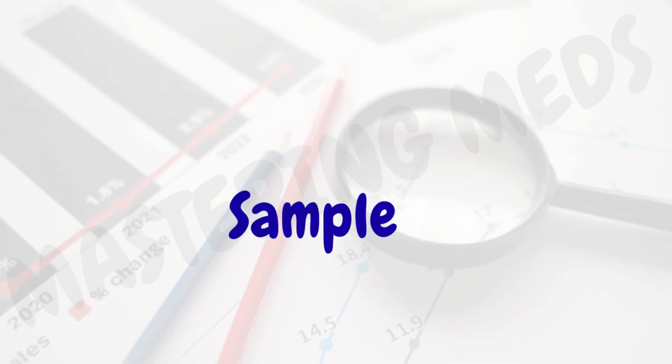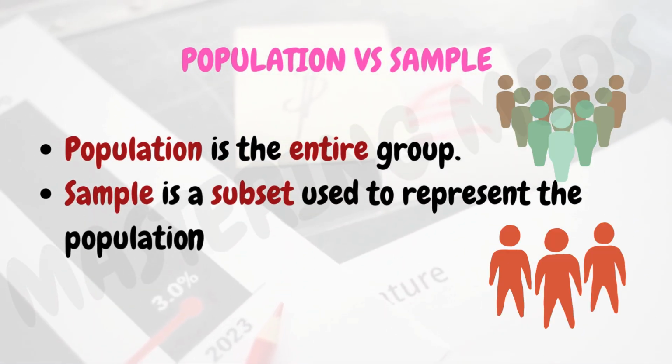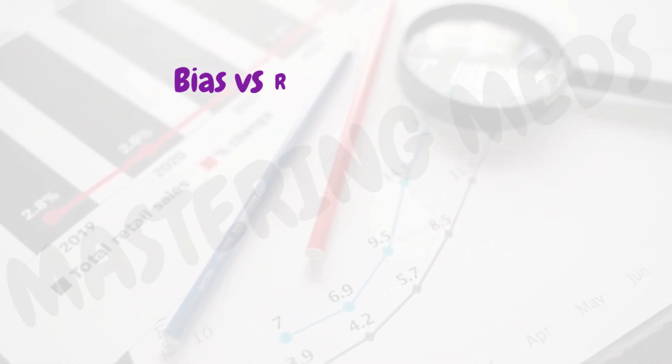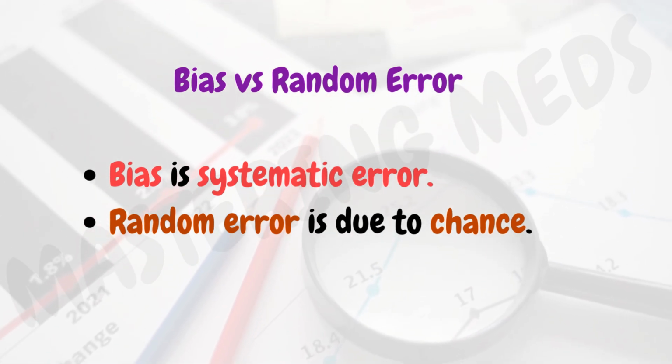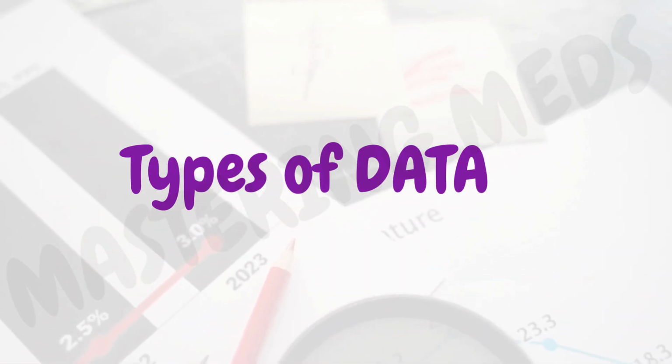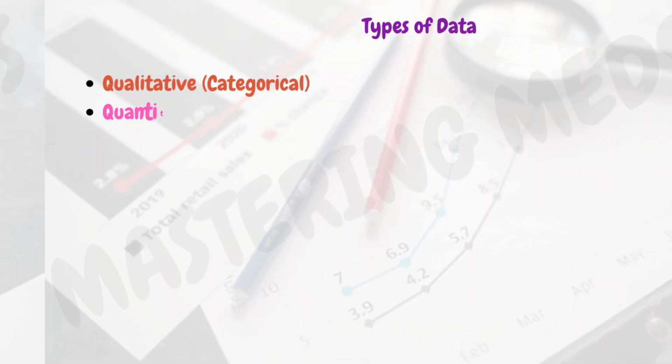Population versus sample. Population is the entire group. Sample is a subset used to represent the population. Bias versus random error. Bias is systematic error, and random error is due to chance. Types of data. It includes qualitative data and quantitative data.